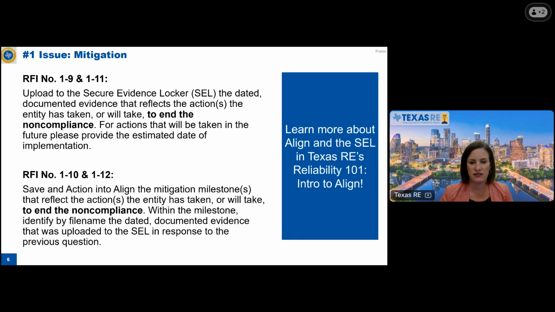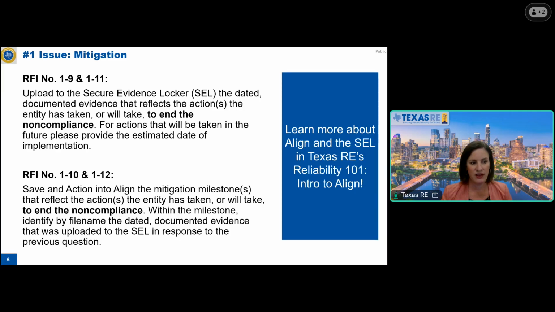You can see in some of our standard RFIs how this looks. Our standard RFI for the end of noncompliance states, upload to the secure evidence locker the dated documented evidence that reflects the action the entity has taken or will take to end the noncompliance. For actions that will be taken in the future, please provide the estimated date of implementation. If you fail to put this information in the beginning, you will receive an RFI that looks just like that.